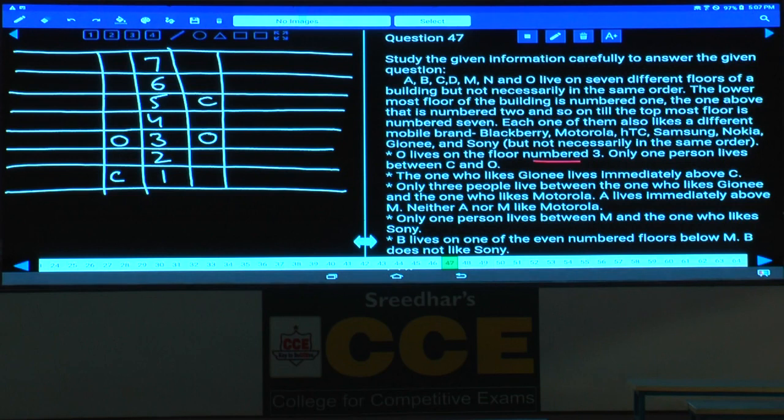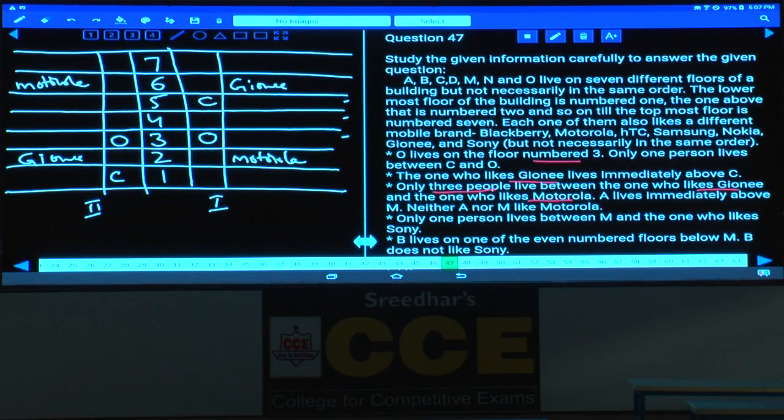The one who likes Gionee lives immediately above C. Hence in the first case, the one who likes Gionee must be on the 6th floor, and in the second case, the one who likes Gionee must be on the 2nd floor. 3 people live between Gionee and the one who likes Motorola. Between Gionee and Motorola, how many persons should be there? There must be exactly 3 persons. 1, 2, 3, here also between Gionee and Motorola, there must be exactly 3 persons.